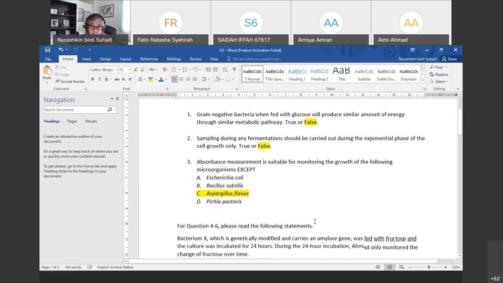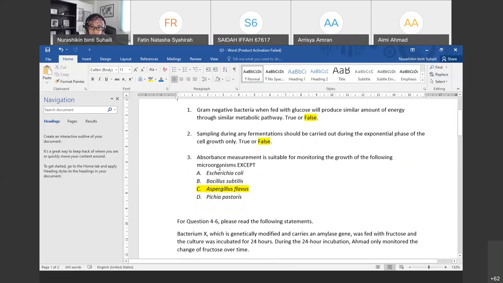Third question, absorbance measurement is suitable for monitoring the growth of the following microorganisms, except. Each of these represents a different type of organism. Escherichia coli is a bacteria, Bacillus is a bacteria, Aspergillus flavus is a fungus, Pichia pastoris is a yeast. Absorbance measurement is a way how you measure the growth of the cells. It's one of the methods, it's not the only method. And absorbance measurement is only suitable for cell suspensions that are not filamentous. That is what you have to understand. So not filamentous, or individual cells like bacteria.